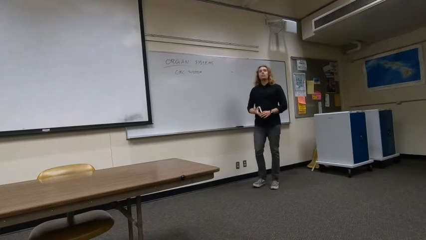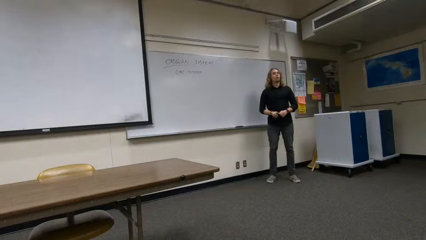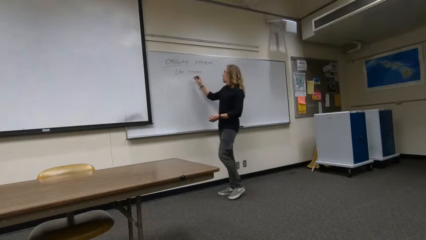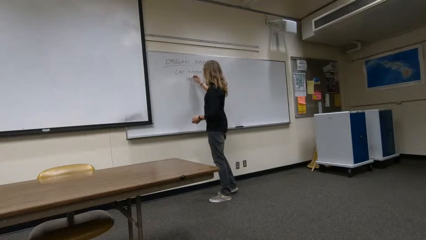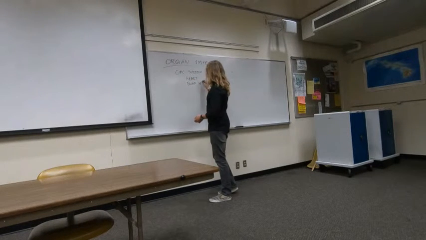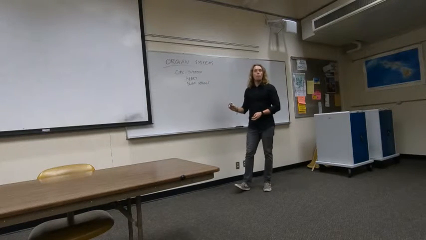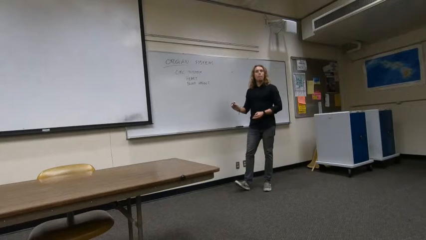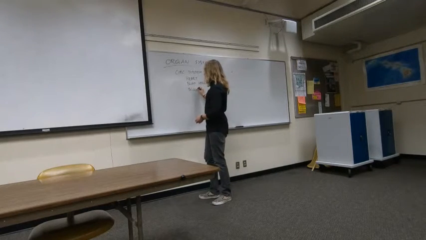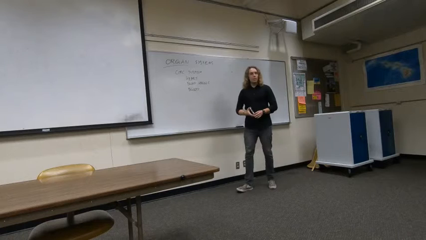What do we see in our circulatory system? It's the big one, heart. So it consists of the heart. It consists of the blood vessels. And what else? Oh, the blood, right? With no blood, the circulatory system would be pretty ineffective.